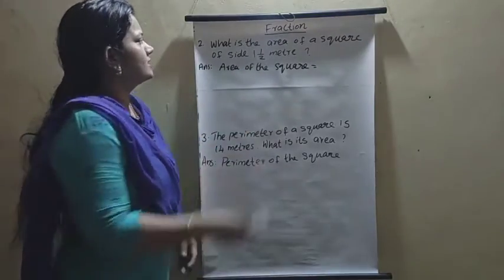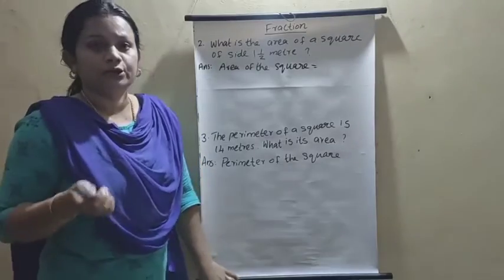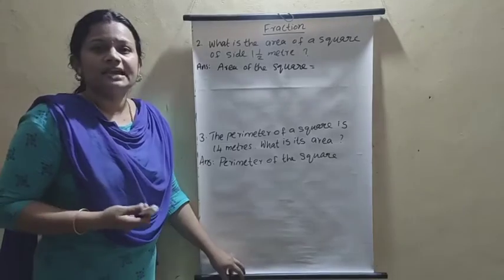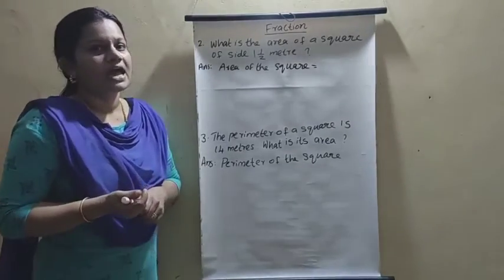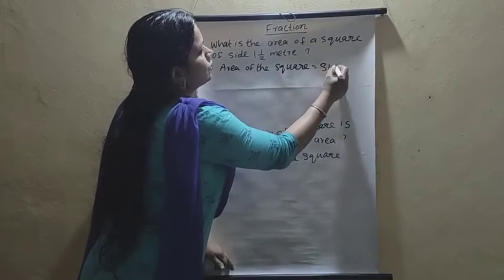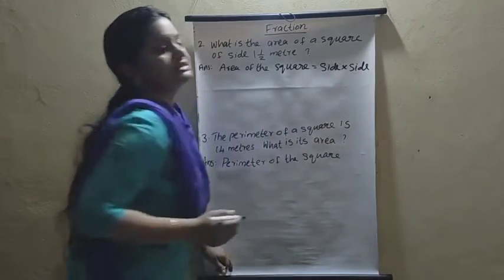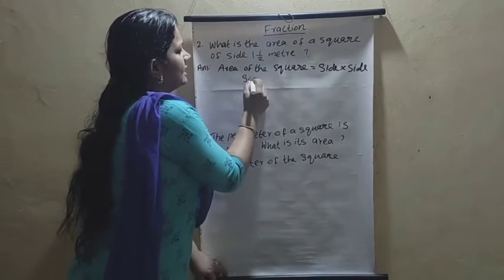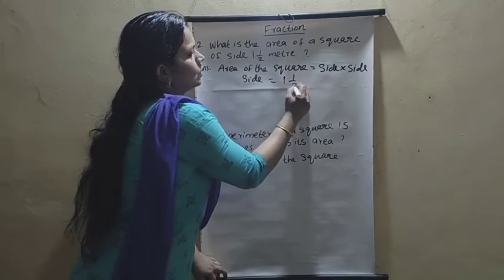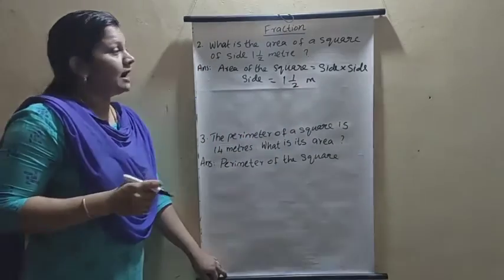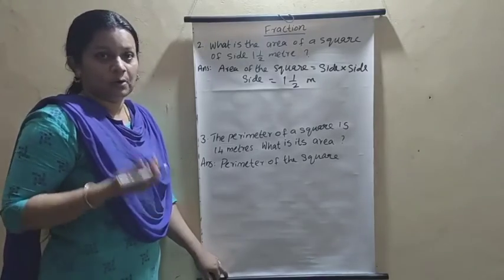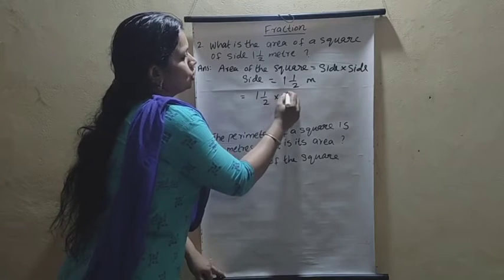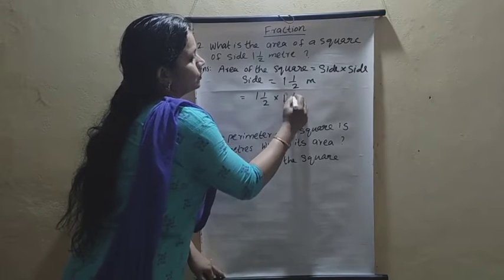What is the area of a square of side 1 1 by 2 meter? You already studied the area of the square. The area of the square is side into side, or S square. Side equal to what? 1 1 by 2 meter. 1 1 by 2 meter means 1.5 meter. Then area equal to 1 1 by 2 into 1 1 by 2.